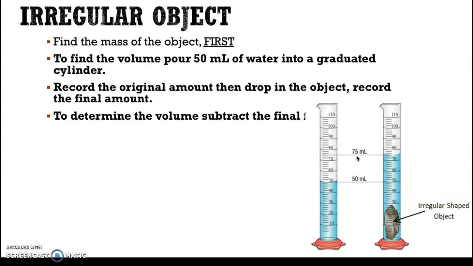Now, your mind should automatically come up with what we have to do to determine the volume. If you're saying subtract the two numbers, yes, we're subtracting the two numbers to find out the volume. Once we subtract the two numbers, we have the volume. You already took the mass, so then you're going to do mass divided by volume to get the density.